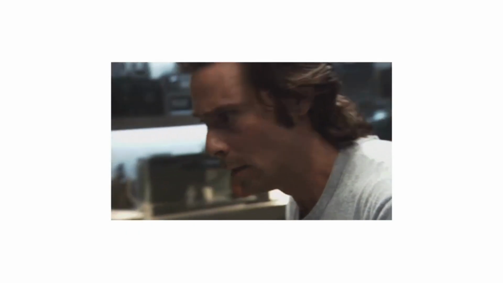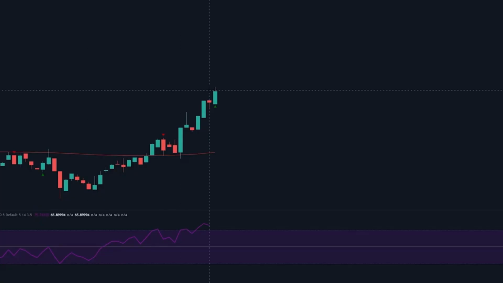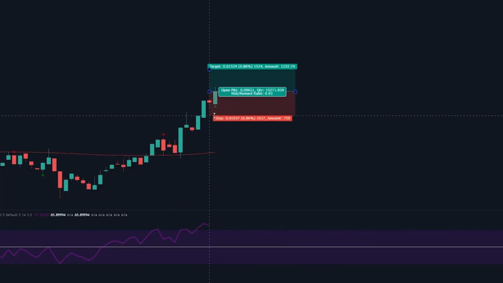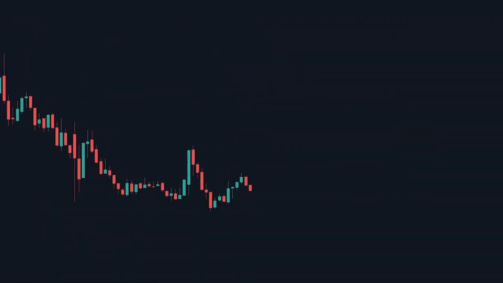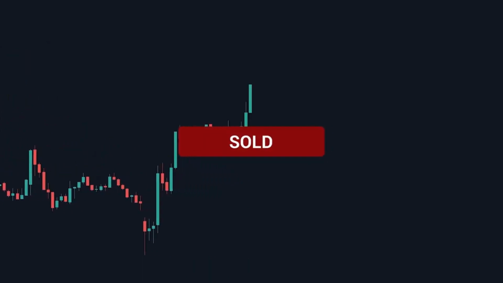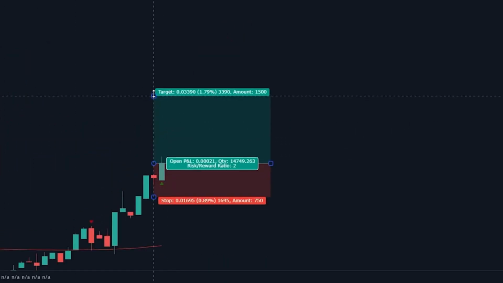Now, if you're one of those people who gets panicked easily or gets out of trades too early or late, literally just set your take profit, set your stop loss, and just close your computer and let the strategy do its work.